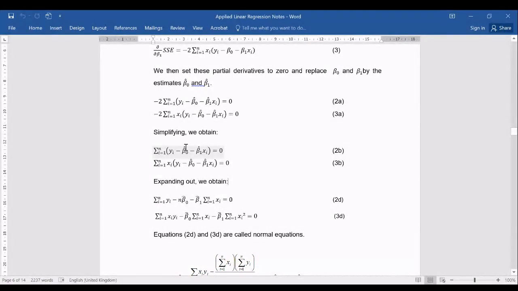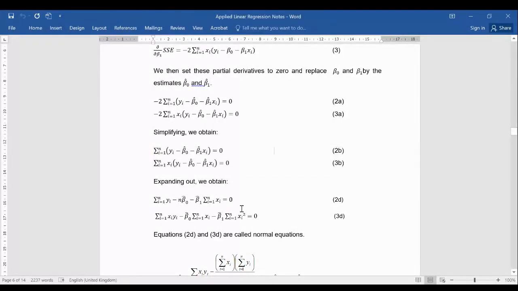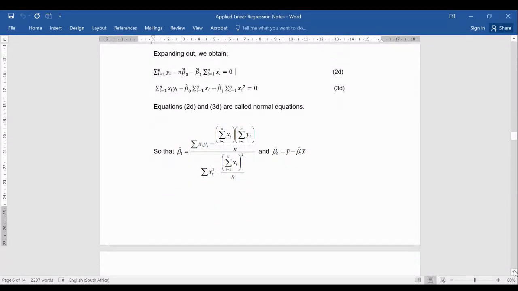So after equating to 0, we obtained this. And then from this, we have these ones. You saw how to get to this last week. And then from here it is a matter of making beta 0 the subject of the formula and beta 1 the subject of the formula. And we did that last week, so I'm not going to repeat that part because we covered it last week. Is it clear?